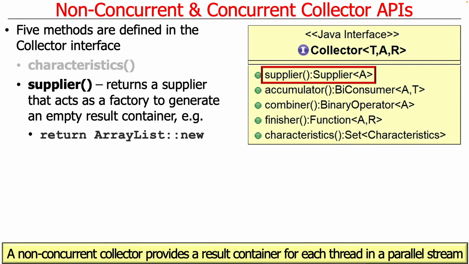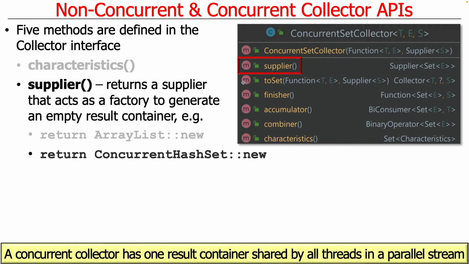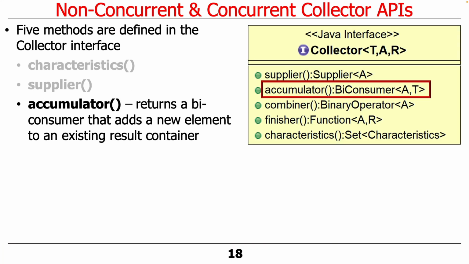And again, remember that there'll be one of these suppliers created for every thread in the common fork join pool, because that's how subresults will be accumulated and then merged back together. So you might end up with multiple calls to whatever factory supplier you pass here. For concurrent collectors, you might pass back a ConcurrentHashSet::new or something else. And in that case, that'll be shared by all the threads in a stream, so of course it has to be concurrency aware or thread safe.